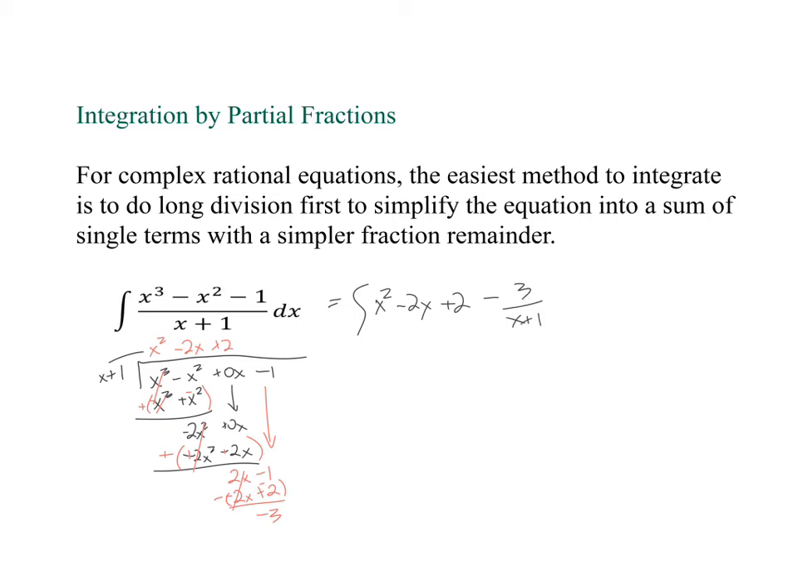And from there we can just basically do our regular power rule for the first terms. So that'd be 1/3 x cubed minus x squared plus 2x, and then our last term turns into the logarithm. Because the derivative of the bottom is just 1, we don't need to worry about the extra step with the logs. We just keep the 3 out front, and everything else turns into your logarithm.